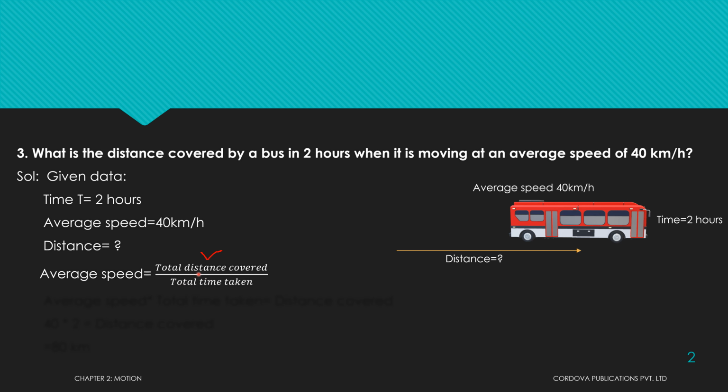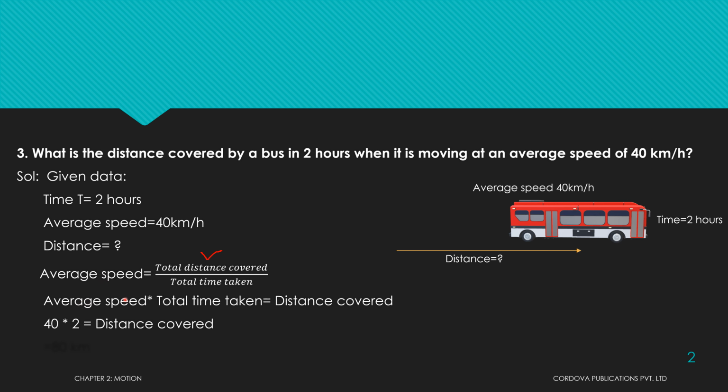As I said, what is the sign between this distance and time? It's division, right? So whenever division goes to the other side of the equal to, it becomes multiplication. That means average speed into time taken is equal to distance covered. So from this formula itself, you can derive this formula. The main thing you need to remember is this average speed formula. Is it clear, children?